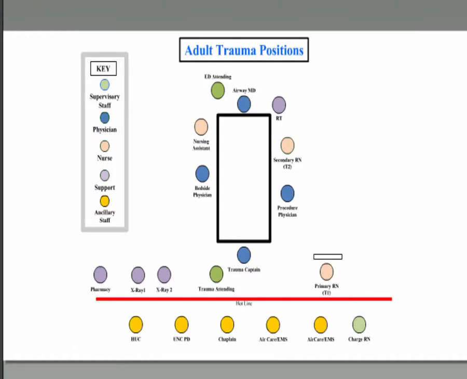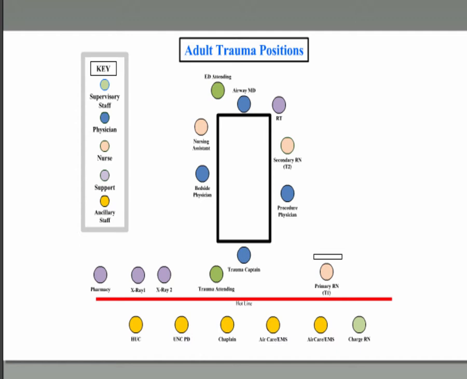Here are the positions, as I call it. I like to make a lot of athletic analogies, but we know that one of the most important positions is at the foot of the bed, which is the quarterback, the trauma captain. But like I said earlier, we wanted to empower all of our team members once the process was learned to protect the process.